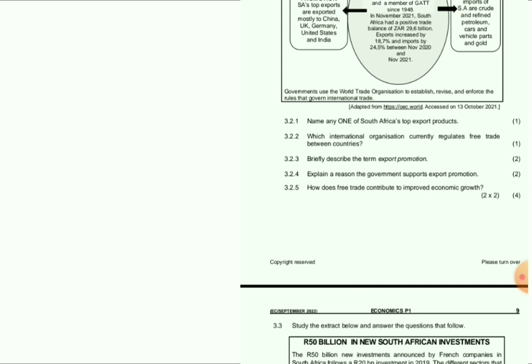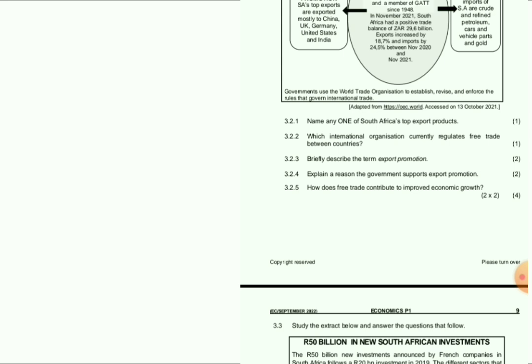3.2.1, name any one of South Africa's top export products. This one is common knowledge. It's something that you have to know. It's not in your textbook. It's gold. Each and every time they ask this question, remember gold, coal, and platinum is also one of our top export products. And I heard that it's also diamond. But gold, coal and platinum, I'm sure. It's our top export.